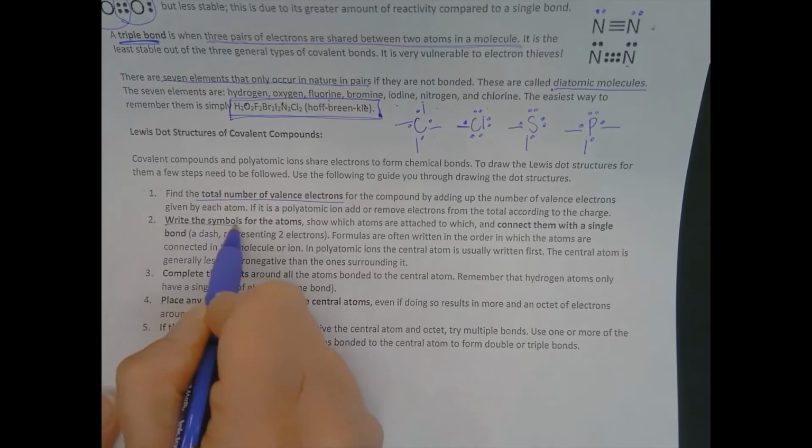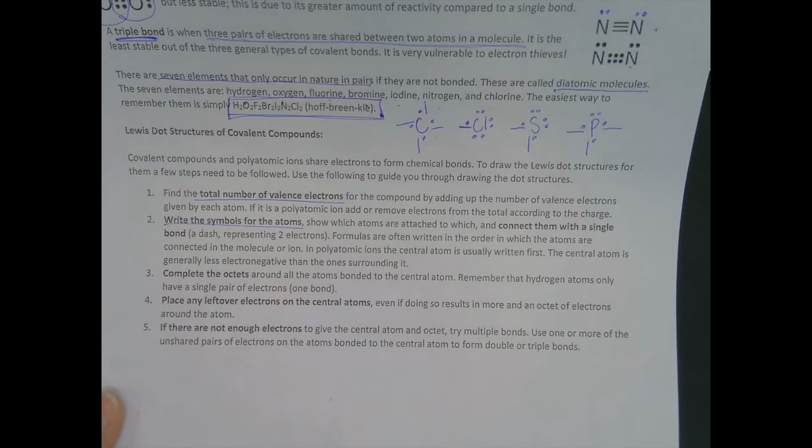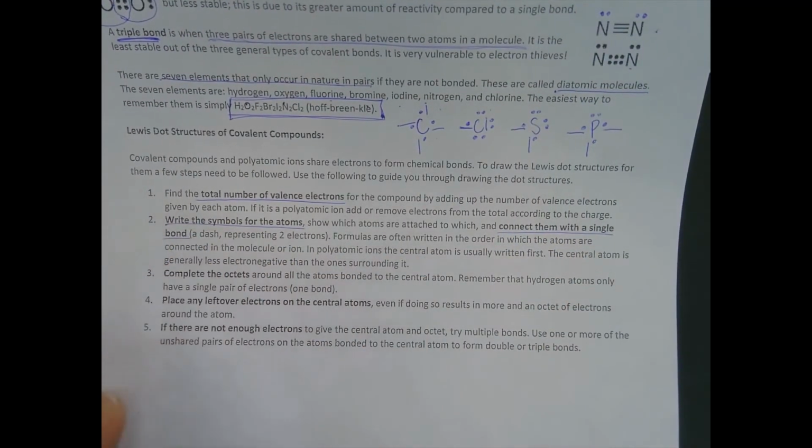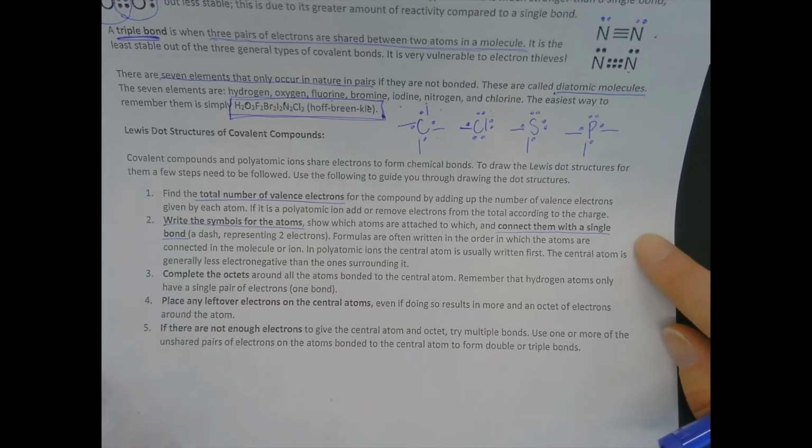2. Write the symbols for the atoms, showing which atoms are attached to which, and connect them with a single bond. Formulas are often written in the order in which the atoms are connected in the molecule or ion. In polyatomic ions, the central atom is usually written first. The central atom is generally less electronegative. Okay, here's how you figure out which one's in the middle. Which one forms the most bonds? Which one forms the most bonds is going to be in the middle.